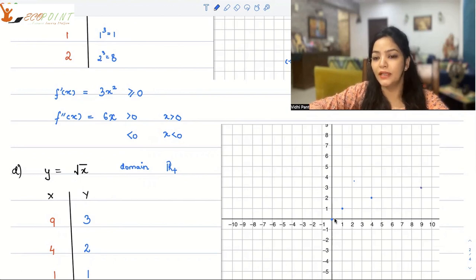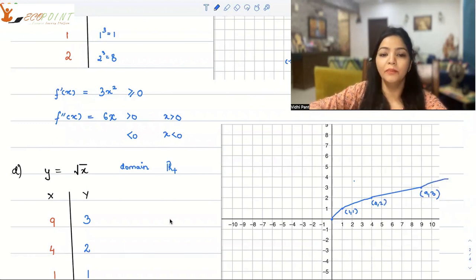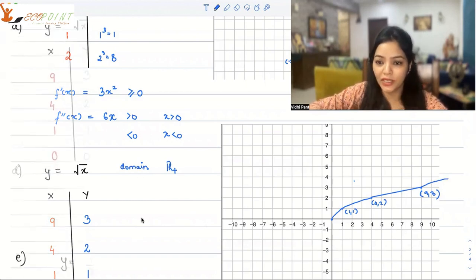So it seems like this function moves a little like this. Joining these points (0, 0), (1, 1), (4, 2), (9, 3), and so on and so forth. Of course, it will go up, up, up like this here. So this is the kind of graph which will get generated.